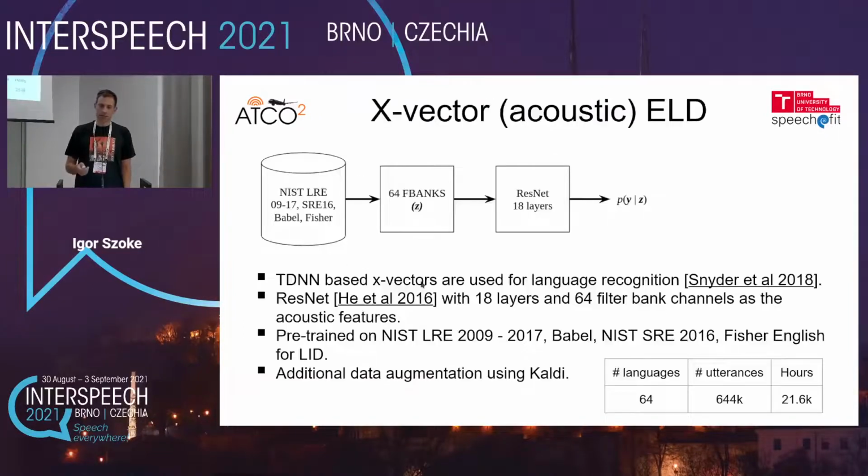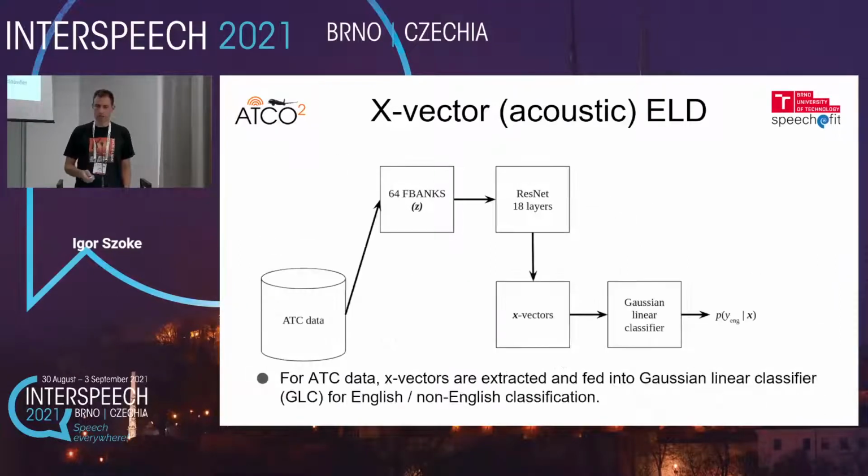So the baseline acoustic system is based on a quite state-of-the-art standard X-vector LID system trained on a very nice amount of 21,000 hours of speech, 64 languages. And from this framework, we are extracting the X-vectors. And then for training the English, non-English speech classifier, we take the ATC data and pass it through the X-vector extractor and then train a Gaussian linear classifier to classify English, non-English classes.